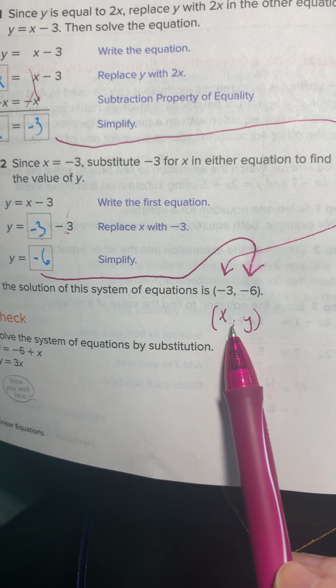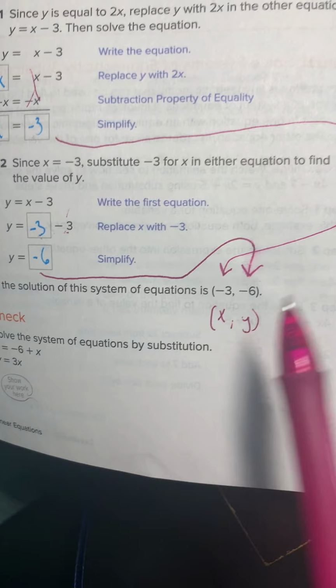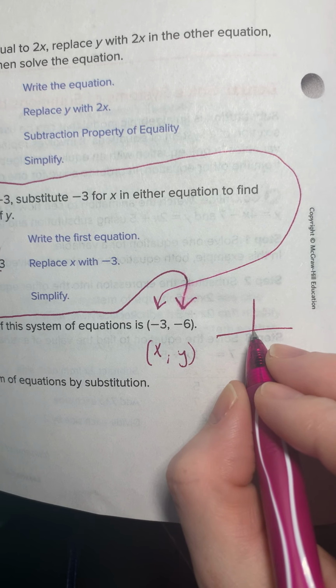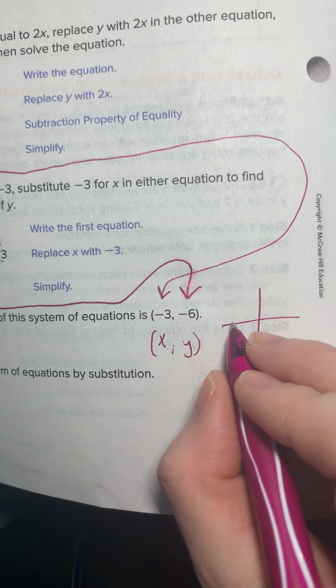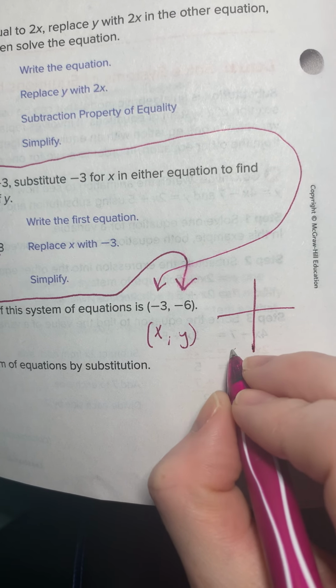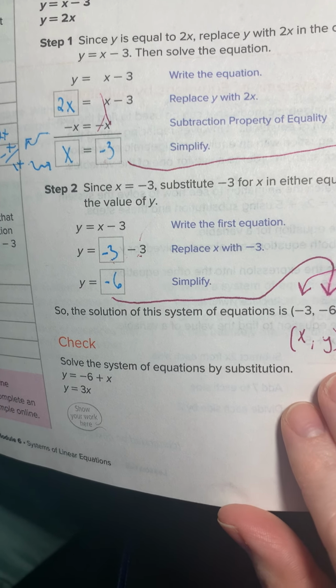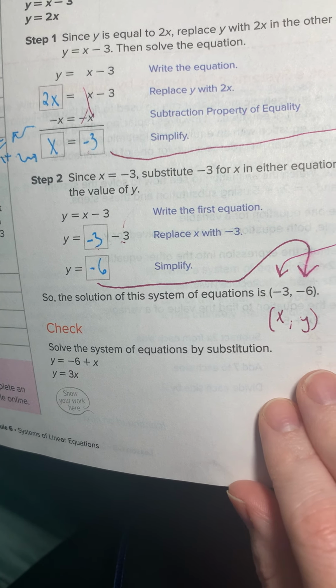Now you have both of these, x and y. This is a coordinate. If you're going to plot this point on a graph, here's your 0, 0, -3, 1, 2, 3, -6, 1, 2, 3, 4, 5, 6. It's going to be about over here. All right? So that's how you do this part.